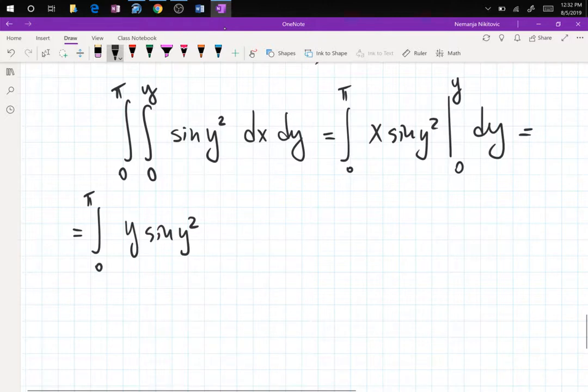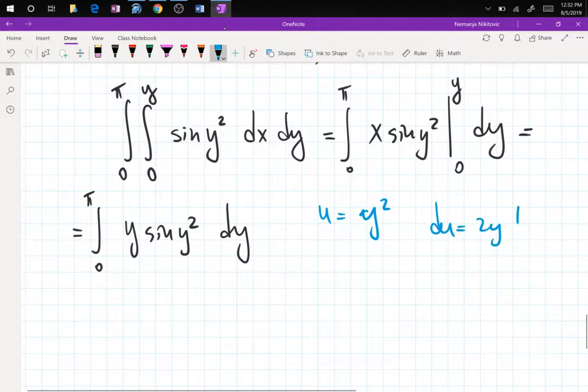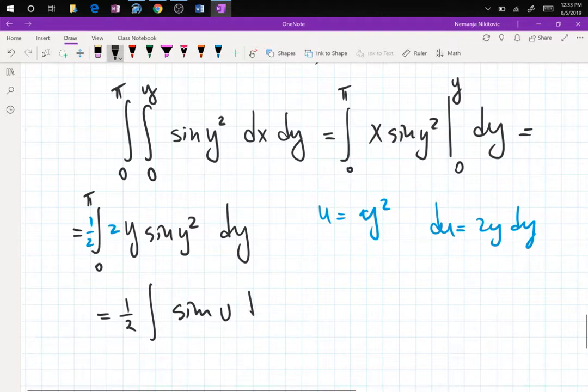Now we can use u sub to solve this. Minus 0, because when x is 0 it kills it. And now we can use basic u sub. u is y squared, du is 2y dy. I need a 2, so 1/2 in front. It becomes 1/2 the integral of sine u du, and the new limits are 0 and pi squared.